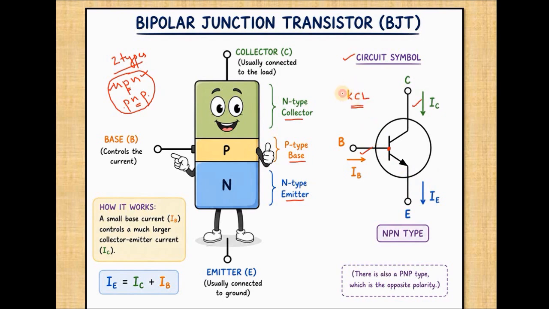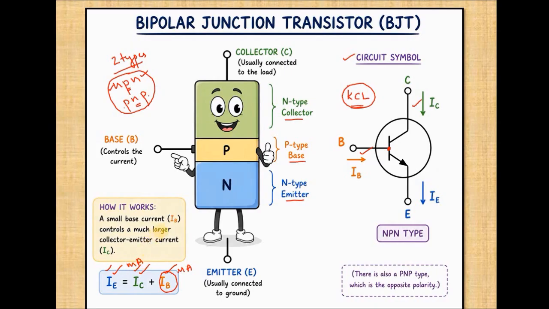Now if we apply KCL, a very simple equation gets framed: the emitter current is equal to the summation of the collector current plus the base current. One thing we will have to understand is that usually the base current's magnitude is very small. The emitter current and the collector current are usually large. When it comes to magnitude, the base current is usually in microamperes, whereas the emitter current and collector current are in milliamperes.